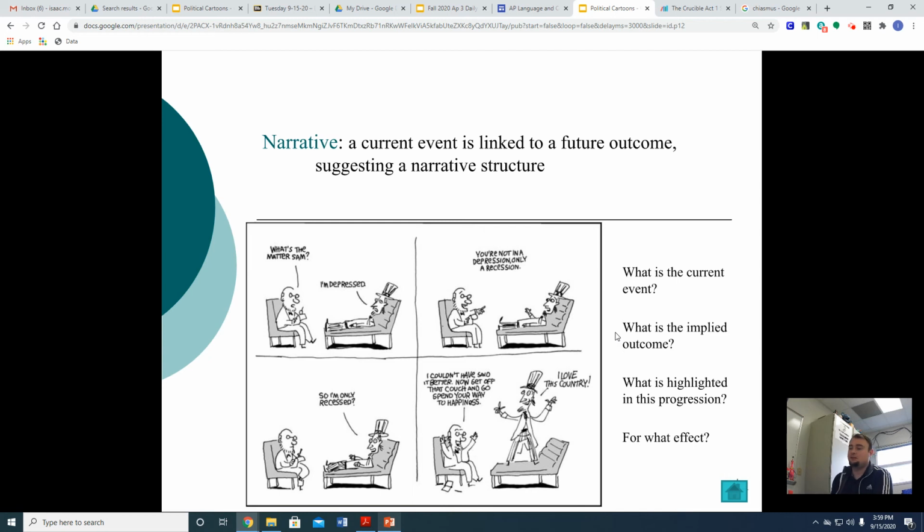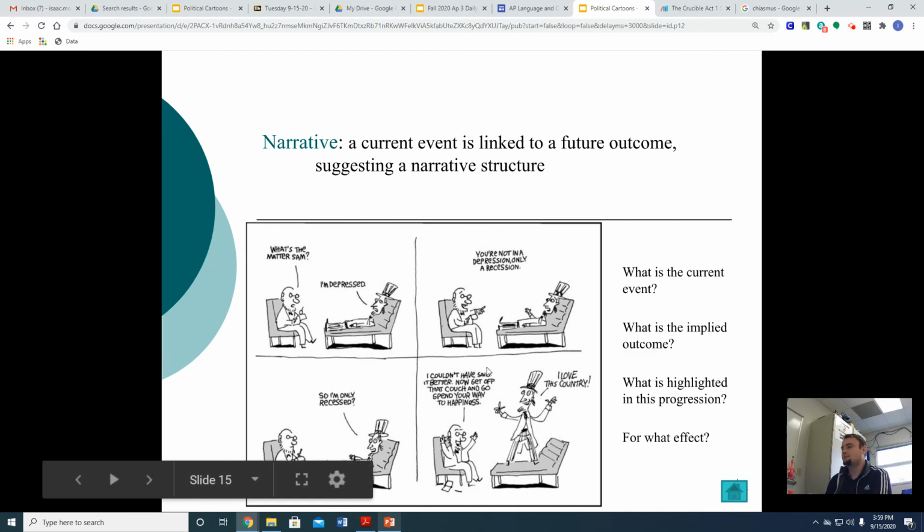So this is obviously a reference to the Great Recession from the last decade. And so Uncle Sam says, so I'm only recessed. And the therapist answers with, I couldn't have said it better. Now get off that couch and go spend your way to happiness. So this is kind of dealing with some people's thoughts that trying to spend your way out of a recession is kind of a crazy thing. So it ties back to the idea of a man at a therapist's office. All right.